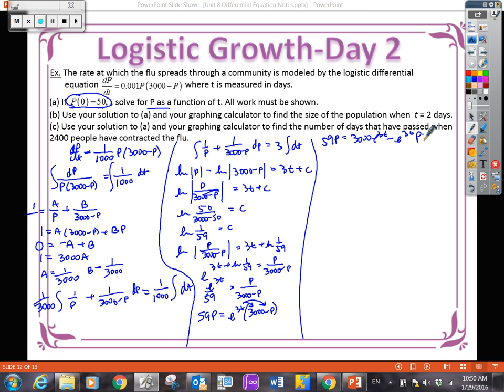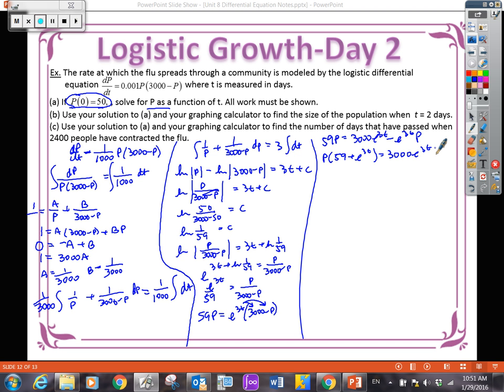We want to get the p's on one side of the equation and then factor them out. So this term has a p in it, and I'm going to move it to the left. It's negative over here, it'll be positive over there, and I'm going to factor the p out at the same time. I hope that's not too troubling. I'm going to move this and factor out the p. So I have p times 59 plus e to the 3t equals 3000 e to the 3t.